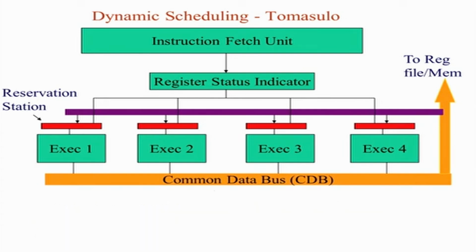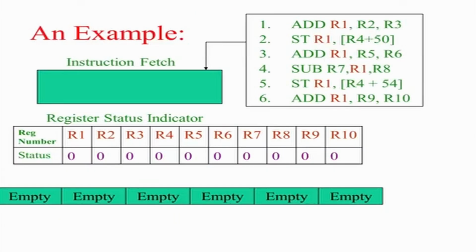Okay. Now, let us see. So, these are the 6 instructions that need to be executed: add R1, R2, R3; store R1 into R4 plus 50; add R1, R5, R6; subtract R7, R1, R8; store the result of R1 into R4 plus 54; add R1, R9, R10. Okay.